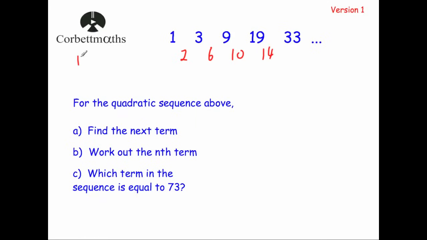Now let's again label these. That's the first differences. So the next one, well, it's going to go up, but actually let's work out the second differences as well. That's going to help us find the next one. So the second differences are 4, 4, and 4.